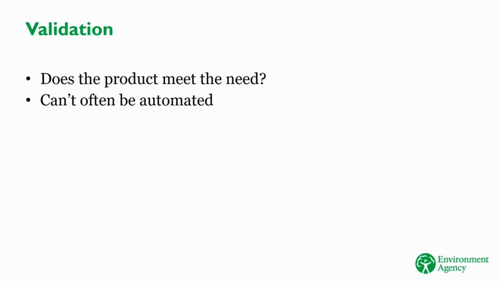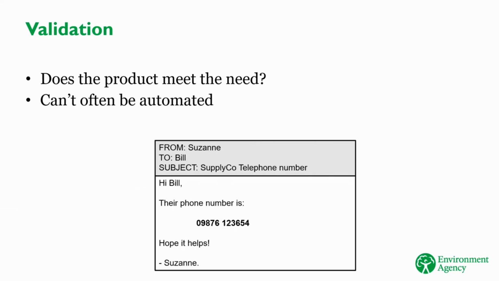For example, imagine your colleague sends you the email again, and this time they send you something that does look like a phone number. It passes verification. But how do you know it's the right phone number? One way would be to call the number and see who answers. If the supplier you're expecting answers the phone, then you've validated that the number is correct.